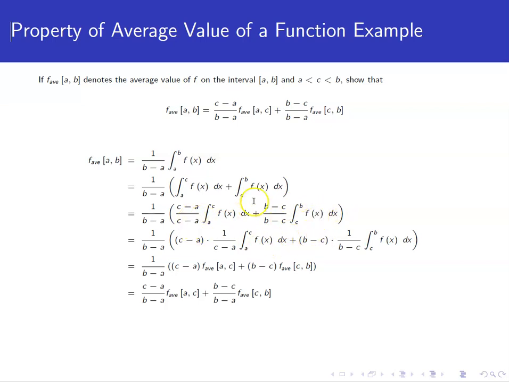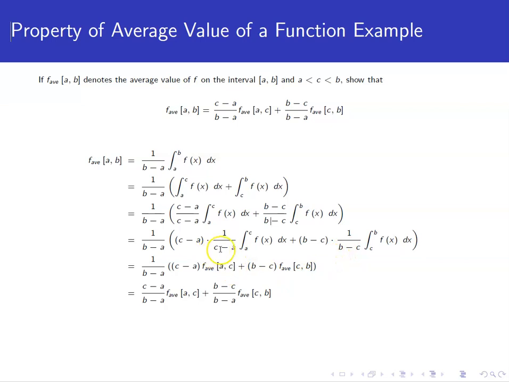The reason why I'm using those particular forms of 1 is because I need a c minus a to be in the denominator for the average value of the function from a to c. Likewise, we need a b minus c in the denominator for the average value of the function on the interval from c to b. In the next line here, all I'm doing is just rewriting this fraction as the top times 1 over the bottom, and then likewise for the second one.